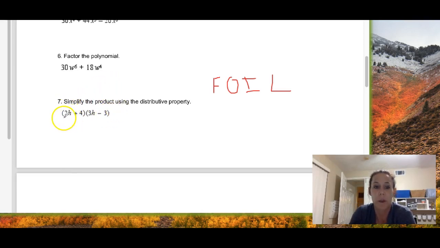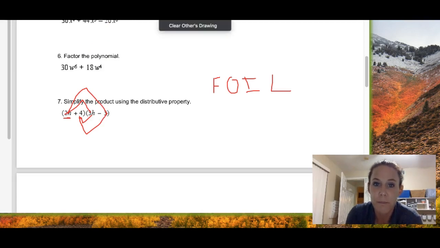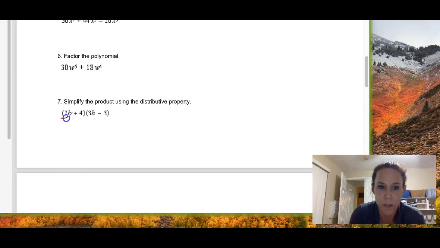Because what distributive property means is I have to multiply this by this and this. I have to multiply this by this and this. So what it ends up being is first terms. Sorry, I did that wrong. First terms, then your outer terms, then your inner terms, and then your 2 last terms. Okay, so let's do it. Your first term. So here's my first terms.